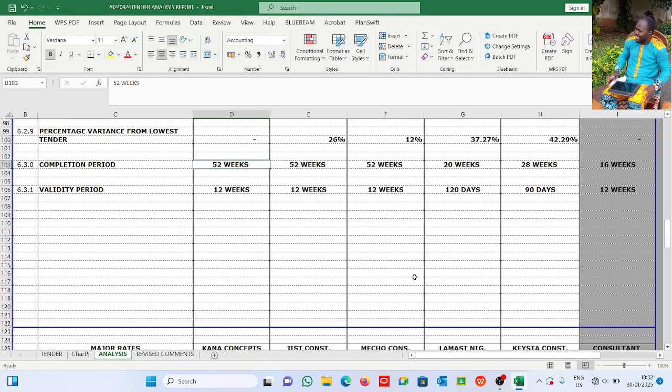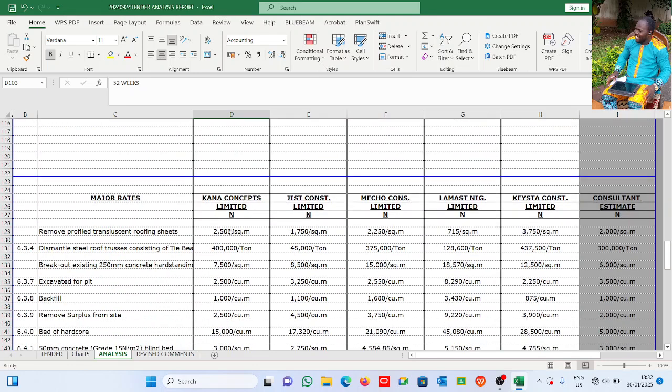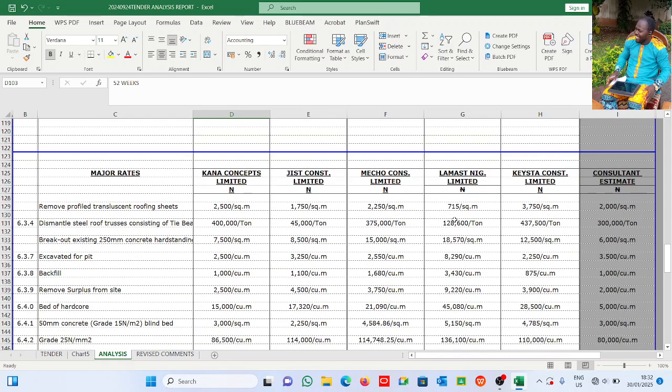All right, now further to what has been done, you can see major rates, Kana Concept and everyone, and of course you can see how their rates are tabled, what they used. So what is the consultant's rate? Is it high, is it low? It gives you an idea of what it is. So that is how you present your analysis.